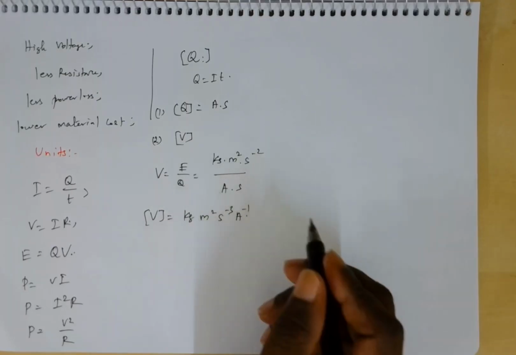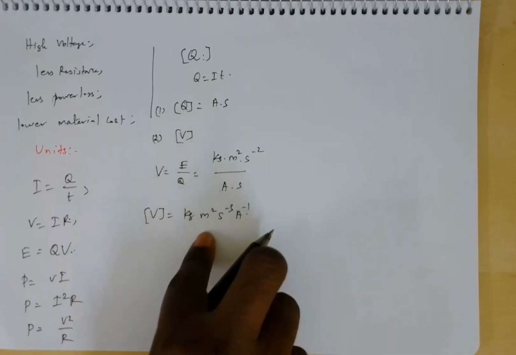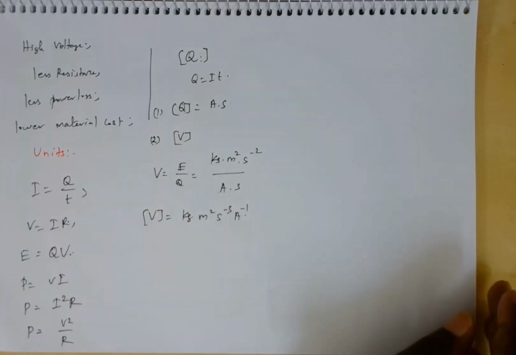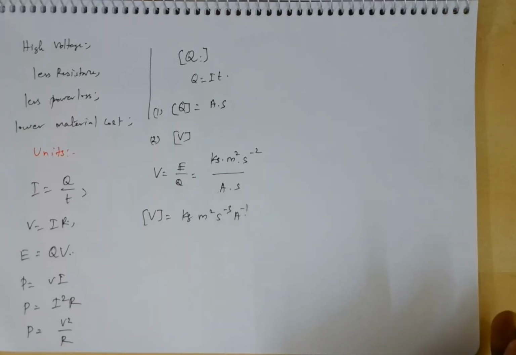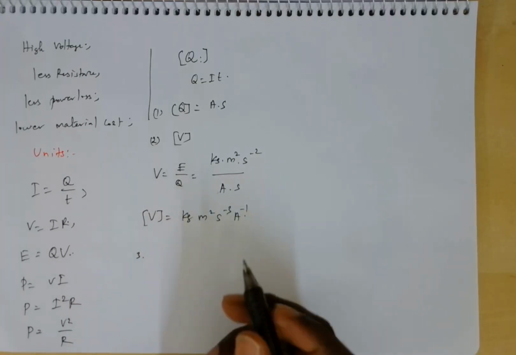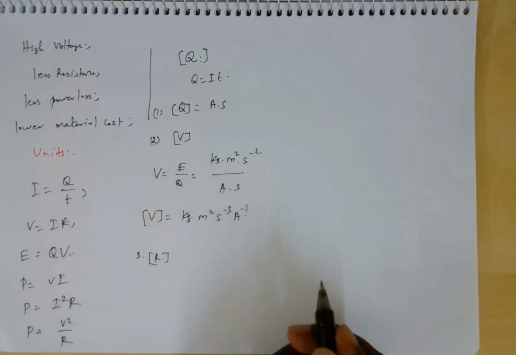Now, yeah, ampere inverse. Okay, sir, that's voltage. Sir, this is very important because recently they are asking in MCQ, also the first chapter, give the SI unit of this homogeneity. Okay, third, we will work for resistance. Find the SI unit of resistance.